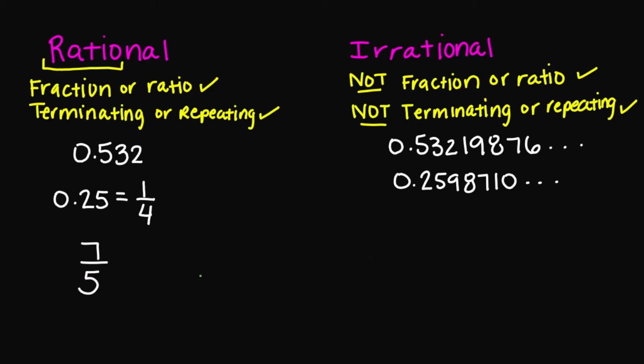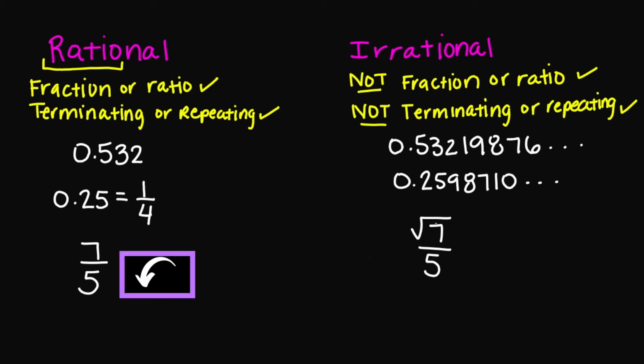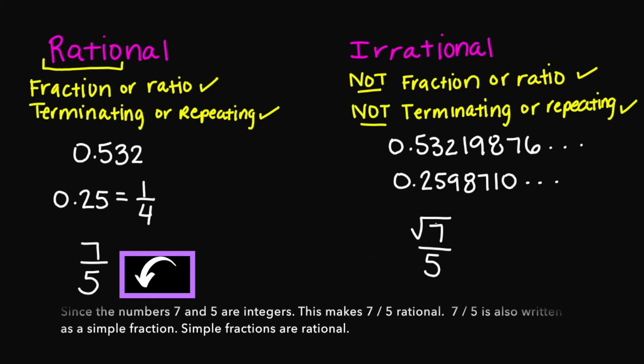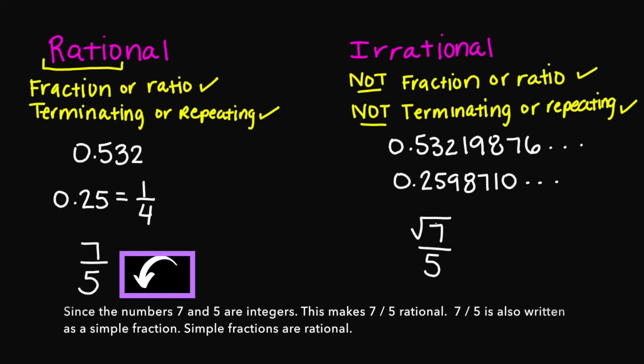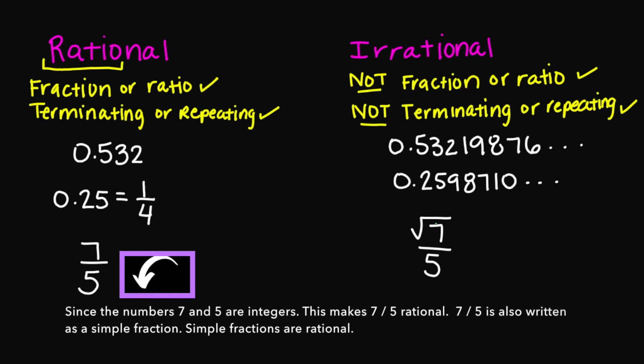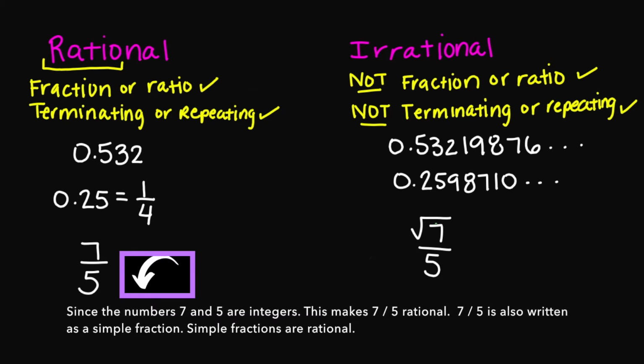What about 7 over 5? 7 over 5 is rational because 7 over 5 is expressed as a fraction or a ratio. But if I had the square root of 7 over 5, that would make it irrational because the square root of 7 is already irrational. Also for this example here, since the numbers 7 and 5 are integers, this makes 7 over 5 rational. 7 over 5 is also written as a simple fraction.